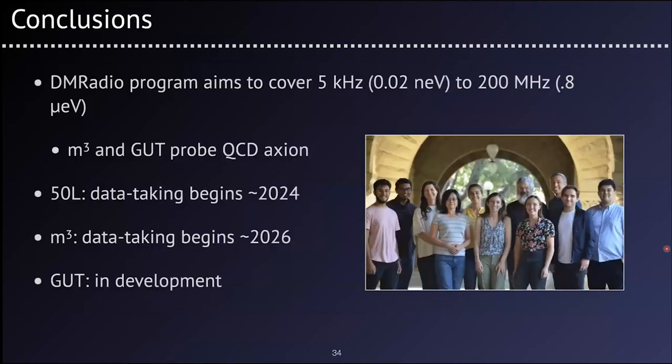Okay, and on that note, I want to wrap things up. So in conclusion, the DMRadio program aims to cover 5 kilohertz to 200 megahertz. So this is 0.02 nano eV up to about 0.8 micro eV. The meter cubed and gut experiments will probe the QCD axion range. So that's very exciting. DMRadio 50 liter will begin data taking in about 2024, and meter cubed will begin data taking in about 2026. And gut is on a longer time scale. So we're looking at about 10 years, but it's in development right now.